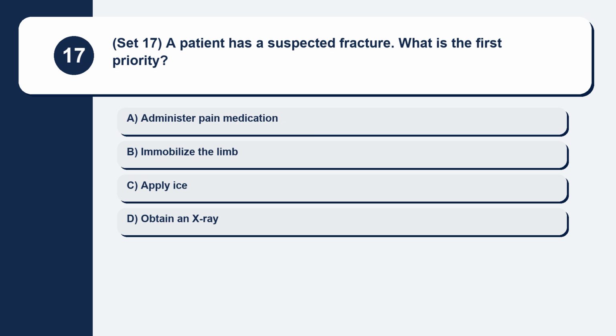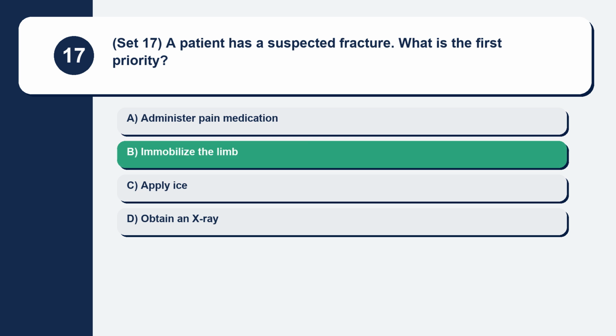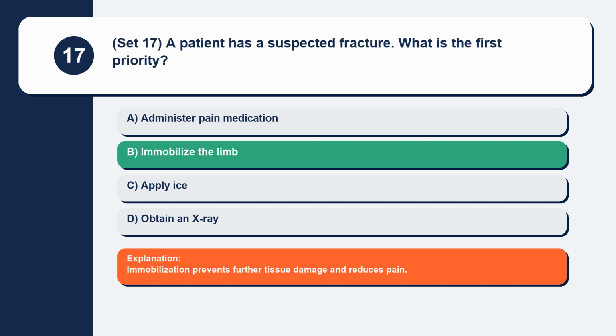Question 17. Set 17. A patient has a suspected fracture. What is the first priority? Administer pain medication, immobilize the limb, apply ice, obtain an X-ray. Immobilization prevents further tissue damage and reduces pain.